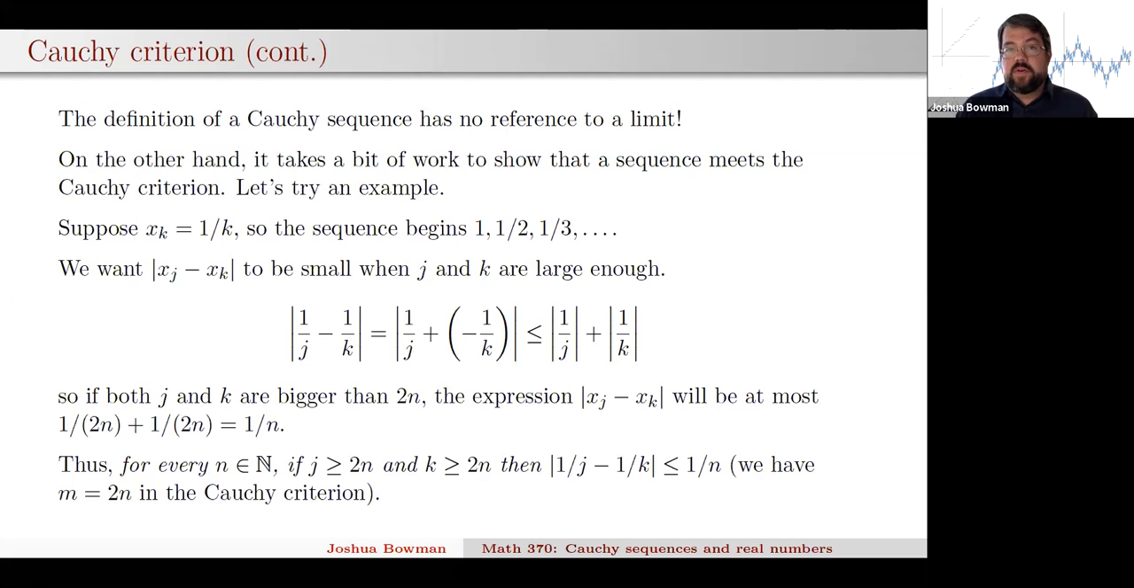And that's fine. The criterion says that m can depend on n, which makes sense because if you want the error to be smaller, you're probably going to have to go further out in the sequence. Now the fact that when we were finding this upper bound, we could get rid of that minus sign in front of the 1 over k, suggests that maybe we might actually have been able to do better. This is a fairly soft estimate, but this is enough now to provide us with an example.